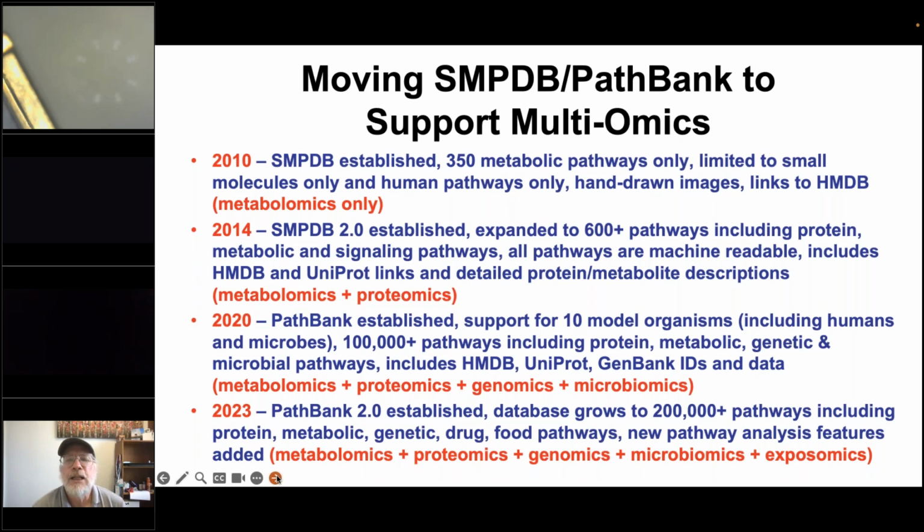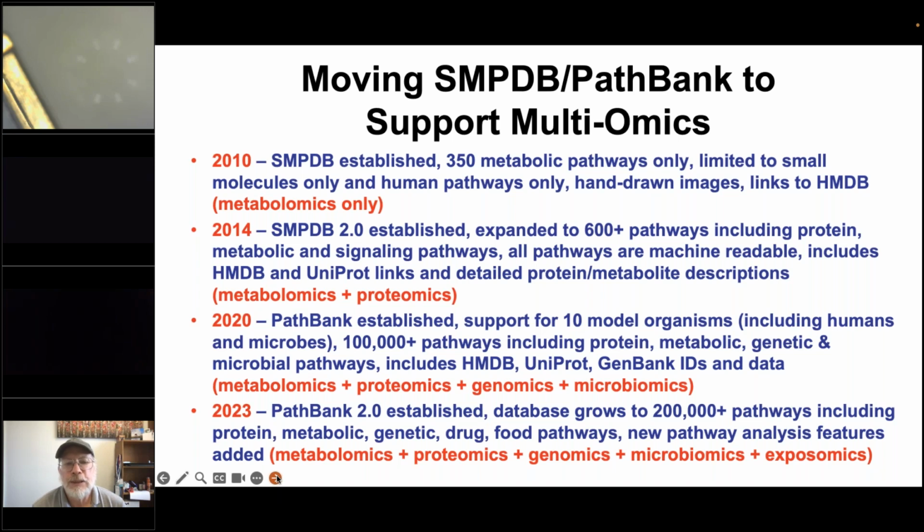In 2020, we established PathBank and evolved SMPDB to cover not just humans, but 9 other model organisms. And we ended up going from just 600 pathways to 100,000 pathways. And these included proteomic, metabolomic, genomic, and microbial pathways. We include links to HMDB, UniProt, GenBank IDs, Affymetrix IDs. And so now the database evolved to become much more multi-omics.